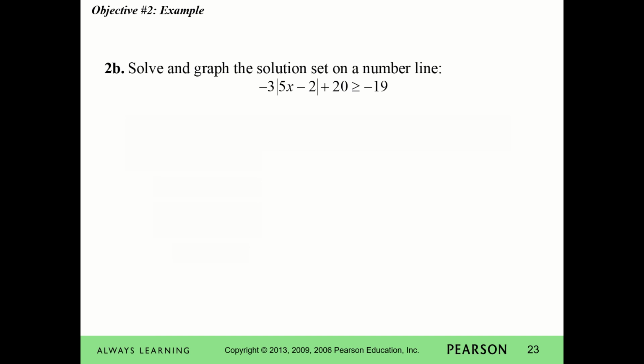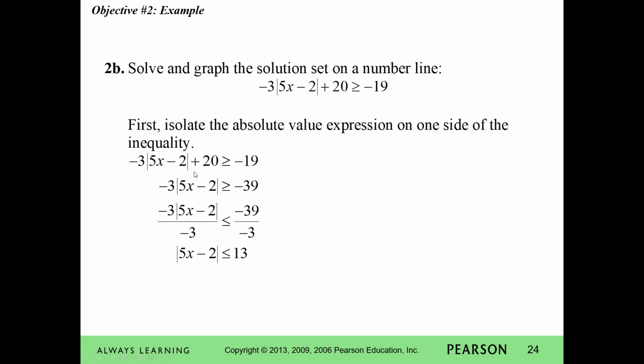Now looking at this one, like I just said a little bit ago, in order to solve these absolute value equations, you have to get the absolute value by itself first. So in this case, we're going to have to add this 20 over.